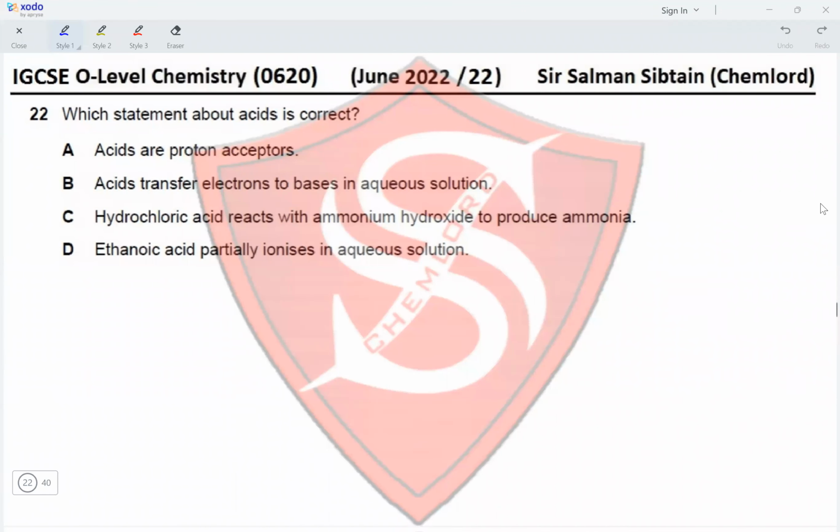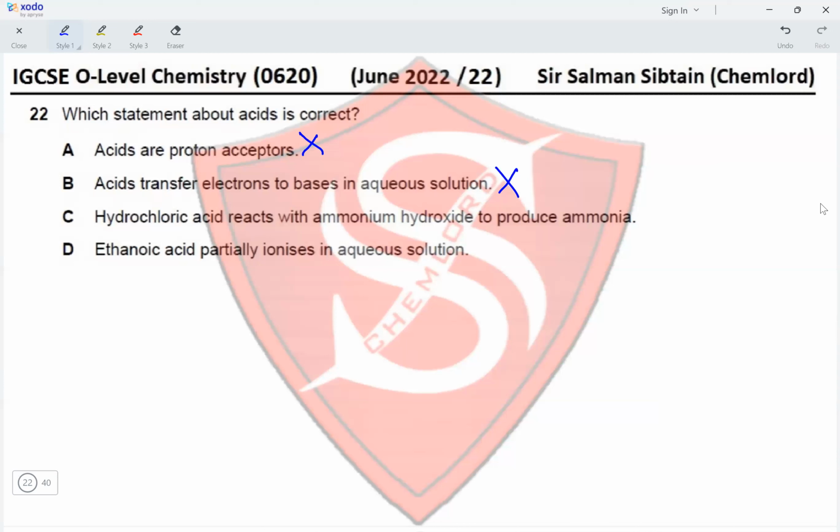Question 22. Which statement about acids is correct? Acids are proton acceptors? No, acids are proton donors, not acceptors. Bases are proton acceptors. Acids transfer electrons to bases in aqueous solution. No, acids transfer H positive ions to bases, not electrons. Hydrochloric acid reacts with ammonium hydroxide to produce ammonia. No, this is incorrect because hydrochloric acid, being an acid, will not react with ammonium hydroxide.